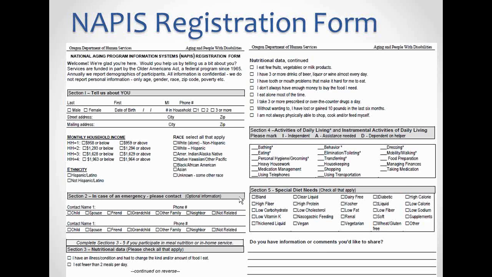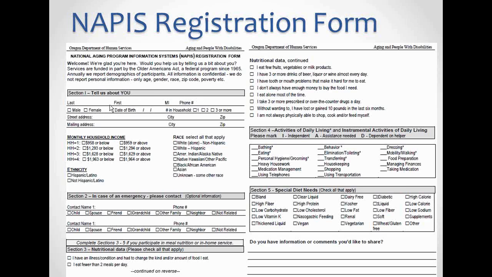Here is the NAPIS registration form. This form is available on the State Unit on Aging website. The link is right here. It might be small, but you'll find this at the very end of our webinar also. And this registration form is really critical because it's gathering the information that you need.